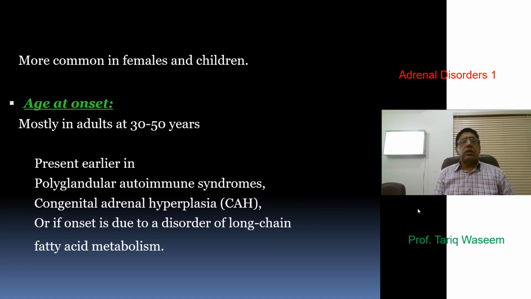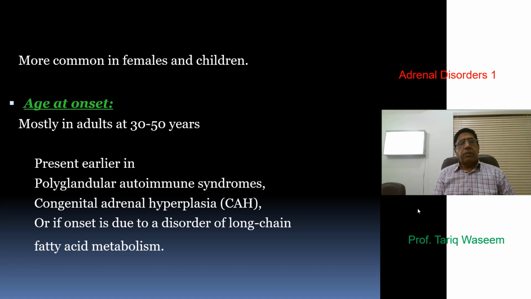Somehow this is more commonly seen in women and children. Mostly the age at onset is usually 30 to 50 years. It can present earlier in patients who have polyglandular autoimmune syndrome, or who have, as we discussed, congenital adrenal hyperplasia because of certain enzymes being lacking. See, 21 hydroxylase deficiency or 11 hydroxylase deficiency may be responsible for congenital adrenal hyperplasia.